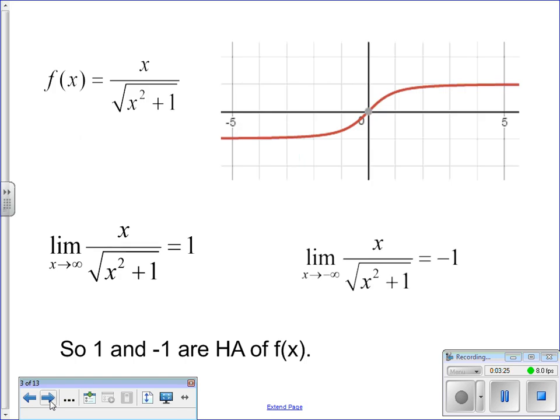Now, we have some examples here. f of x equals x over the square root of x squared plus 1. And this is a perfect example of left and right asymptotes being different. If you graph it very quickly, you see that you have asymptotes. We've got them by the time we reach 5 and negative 5. You've got a really good idea that you've got asymptotic behavior going on.